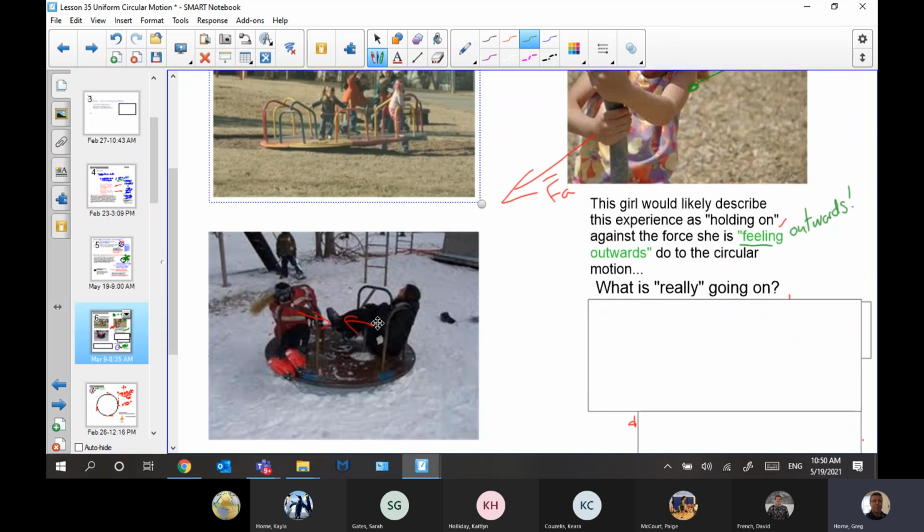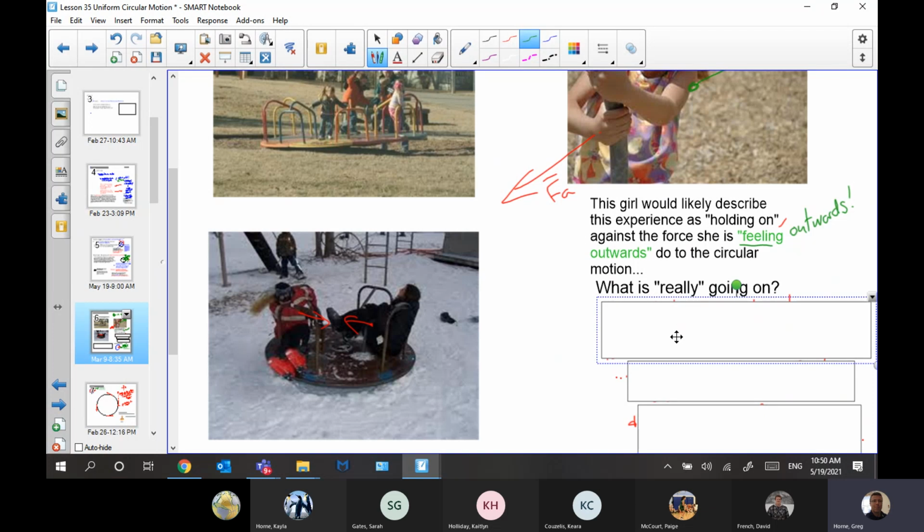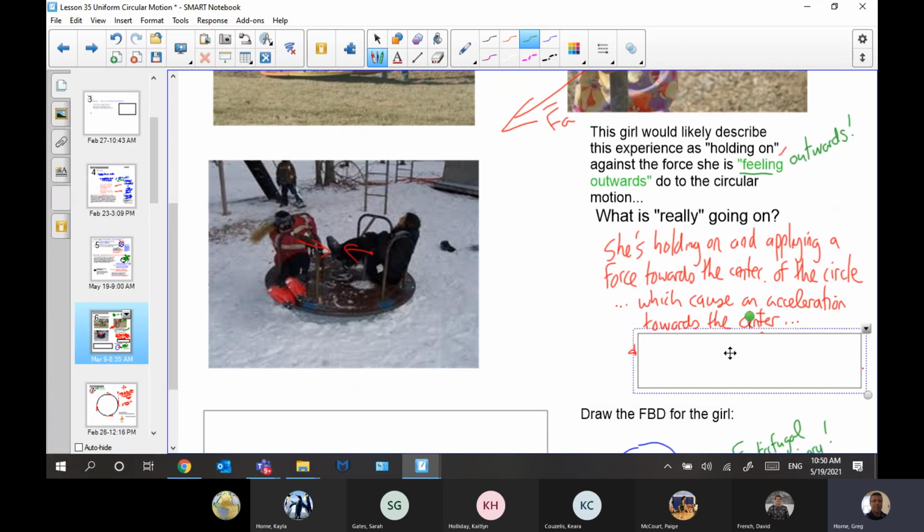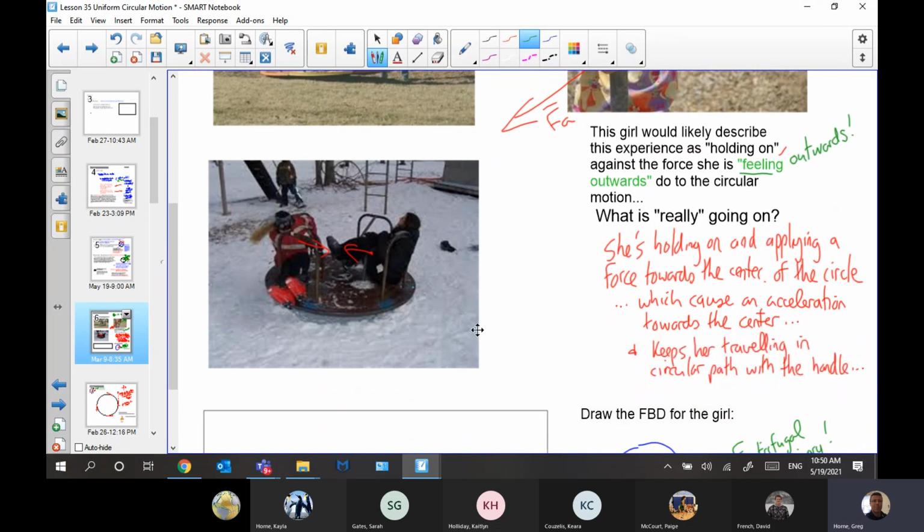Okay, so these people have these chairs mounted on this one. The backs of the chairs are clearly providing a force towards the center to allow them to go around and around in a circle instead of just flying off on a tangent velocity. Right? So this girl would likely describe the experience as holding on against the force she's feeling outwards due to the circular motion. What's really going on, really in air quotes there, a little bit, she's holding on and applying a force towards the center of the circle, which causes an acceleration towards the center, which keeps her traveling in a circular path.